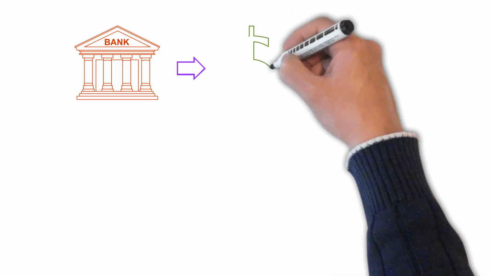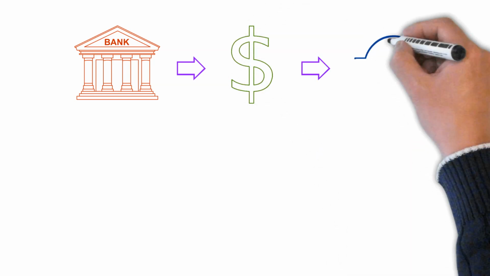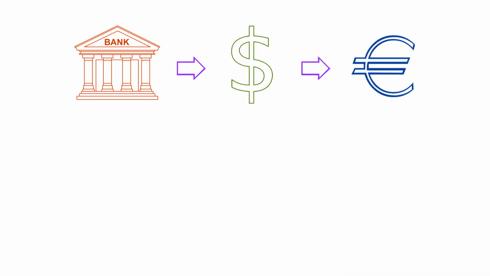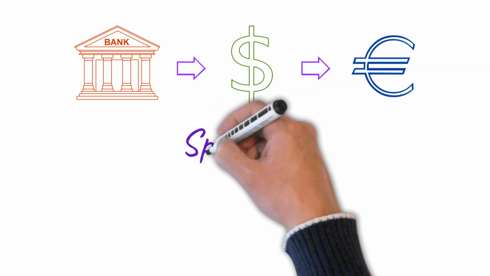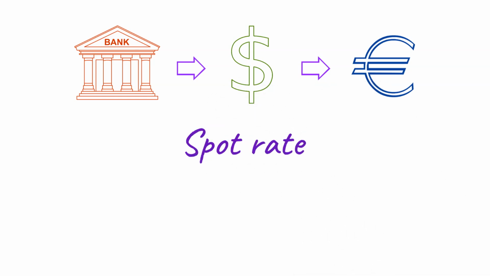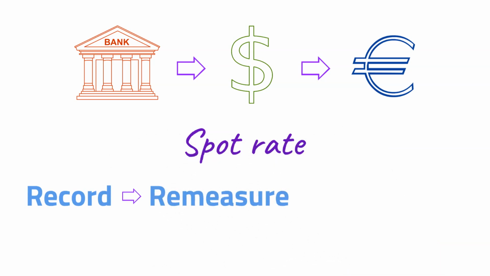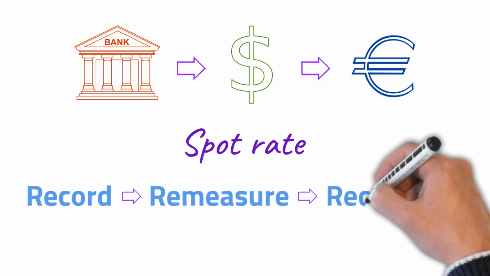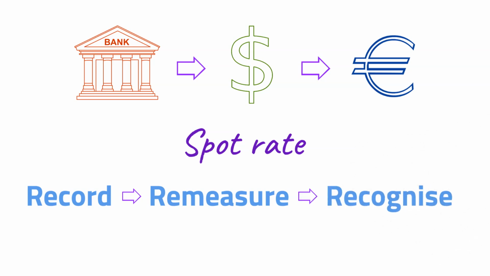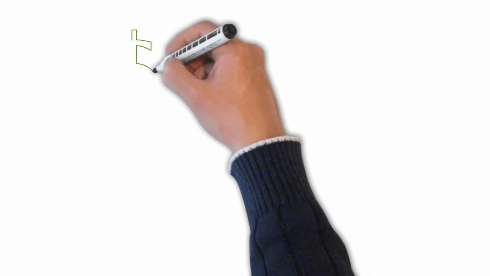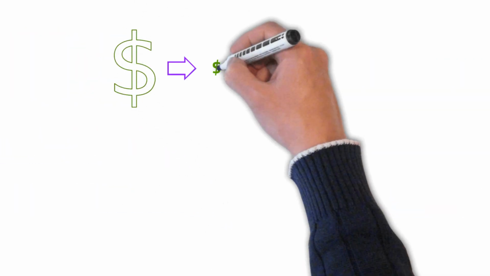And now, what happens when you hold cash in foreign currencies? For example, US dollar on a euro reporting balance sheet. Here you do the following. Record it at a spot rate when received, means the current exchange rate. At each reporting date, measure at a closing rate. And recognize foreign exchange gains or losses in profit. Let's have a look at an example. You hold 10,000 US dollars.